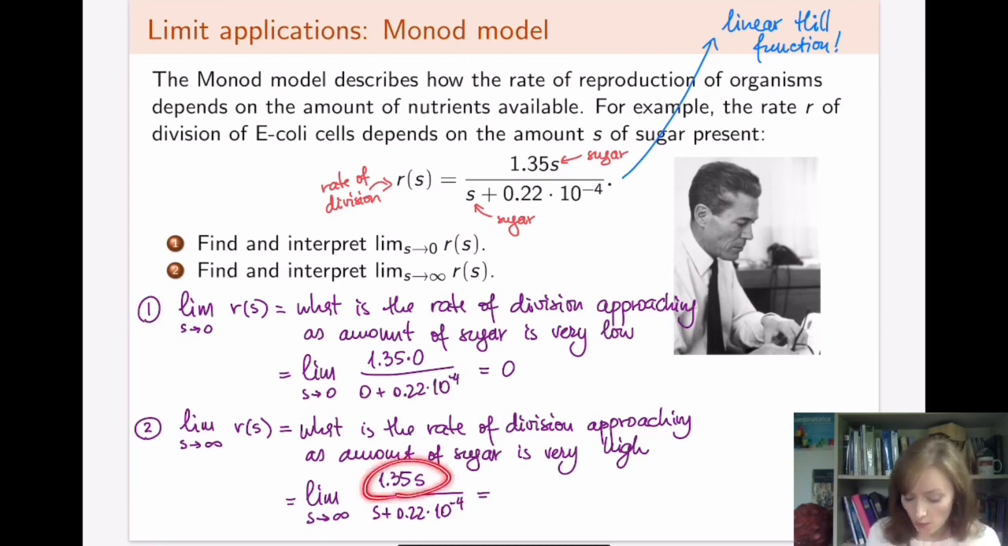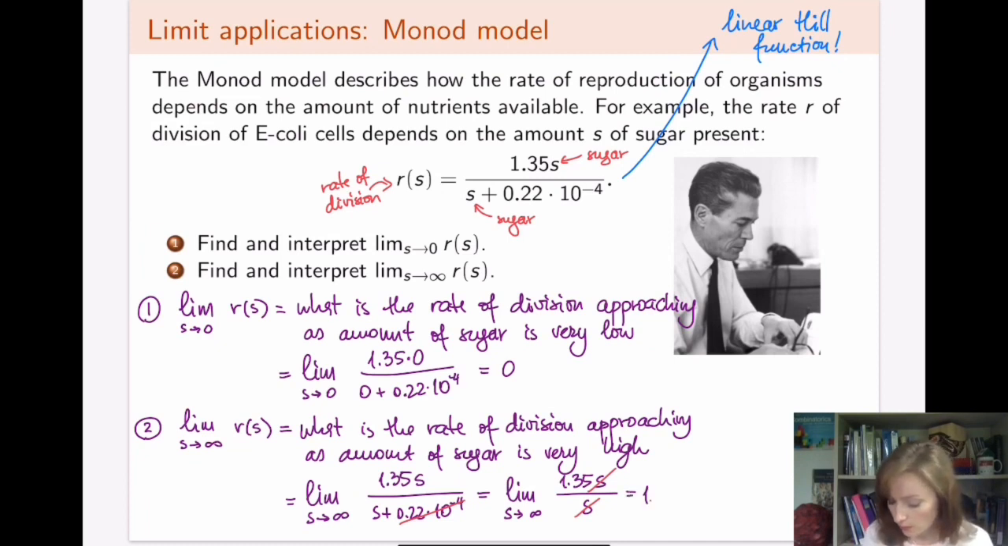So on the top, I have no choice. I have to keep this 1.35s. As s goes to infinity, 1.35s over. Now on the bottom, I have two pieces, so I get to decide which one I keep. For large values of s, I keep the larger power, which is this s here. So this number is going to go away. So I have s here, and now I can simplify by canceling s out, and I will see that my final answer will be 1.35.